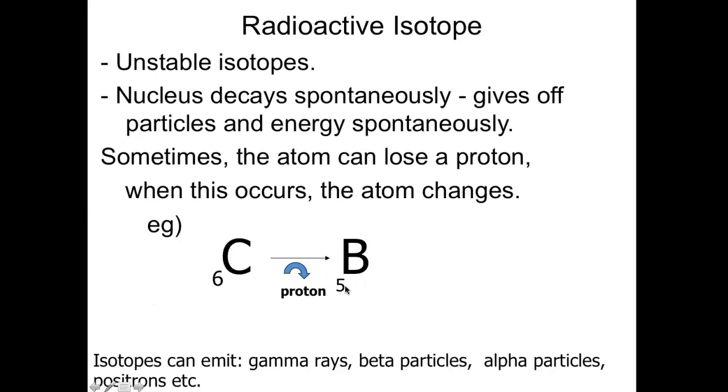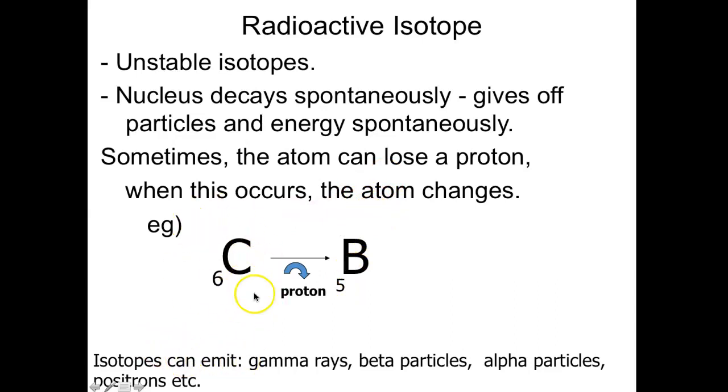All right, so radioactive isotopes. For letter C in your outline, I have radioactive isotopes. These are unstable isotopes, so they're the same atom again, but the nucleus decays spontaneously and gives off particles and energy. Sometimes the atom can lose a proton. When this occurs, the atom changes, of course, right? Isotopes can emit different things.